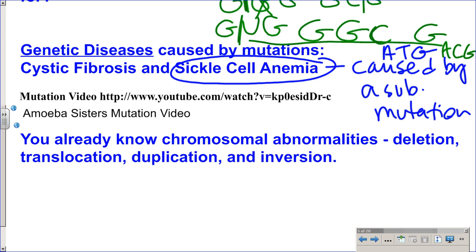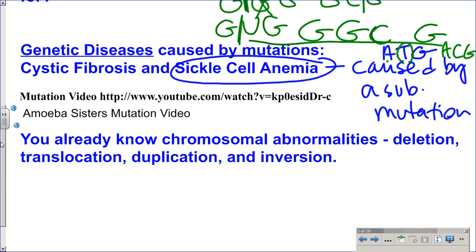ACG. So it's pretty much the same, it's just that middle nucleotide was substituted for something else, and that one mutation, that one change, made this person have sickle cell anemia. So sometimes they can be very detrimental. Alright, and you already know translocation, duplication, inversion, and deletion. Do I need to review those? No. Okay, no. Thank you.